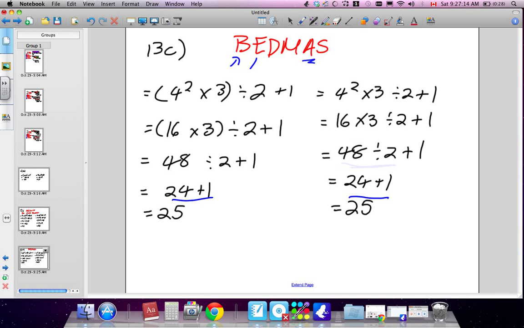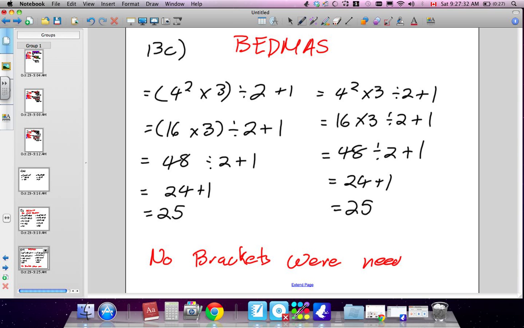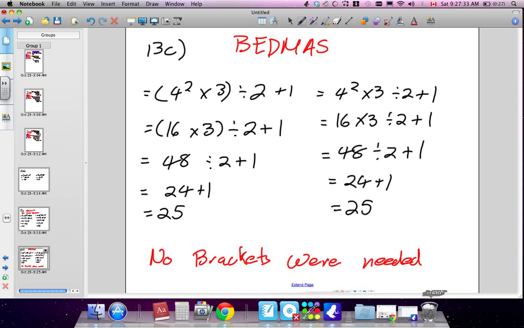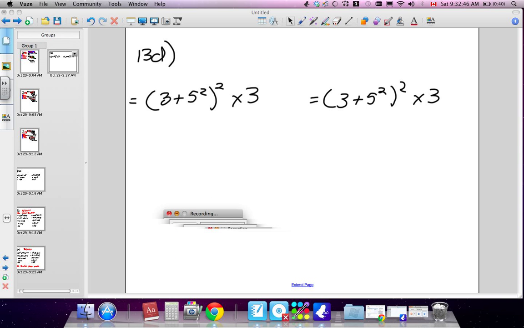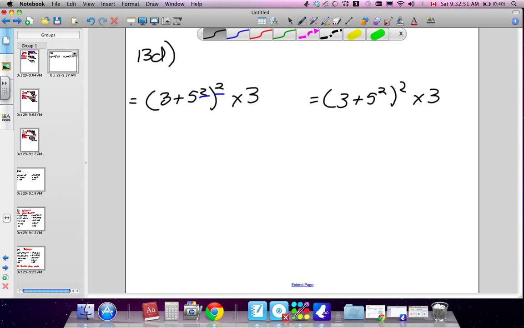So you just went in order? Yeah, they just went in order of BEDMAS. So the brackets didn't really affect this. Do we need to have brackets for a BEDMAS? Because technically it just goes from left to right. In this one, it was just going left to right. Yeah, so no brackets were needed. That makes sense? Yeah. Okay, this one's a little trickier because we have an exponent and then another exponent.